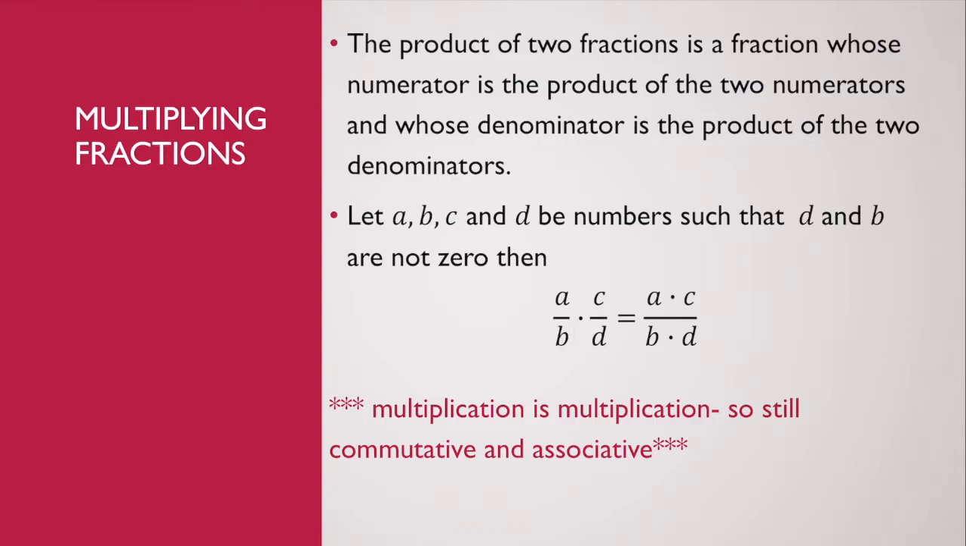So when I'm multiplying fractions, the product of two fractions is a fraction whose numerator is the product of the numerators and whose denominator is the product of the denominators. And multiplication is multiplication, so this is still commutative and associative, right? Properties of real numbers. So when I'm multiplying fractions, I multiply my numerators and I multiply my denominators, as long as my denominators are not zero, because again, we can never divide by zero, and that fraction mark kind of stands for division. So let's practice multiplying some fractions.